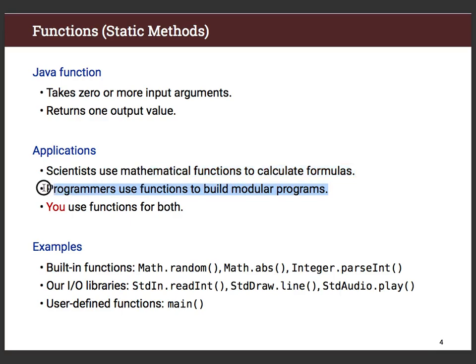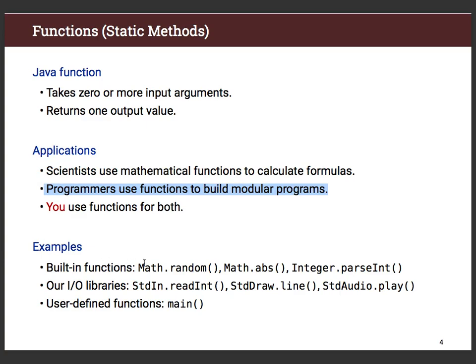Programmers, however, have another use for functions, and that is when you do something repeatedly, you don't want to write the code for that thing over and over again. It just makes your program long and difficult to understand. So we are lazy. If we're going to do something over and over again, we write it once, we put it in a function, and we call the function to do that piece of code.